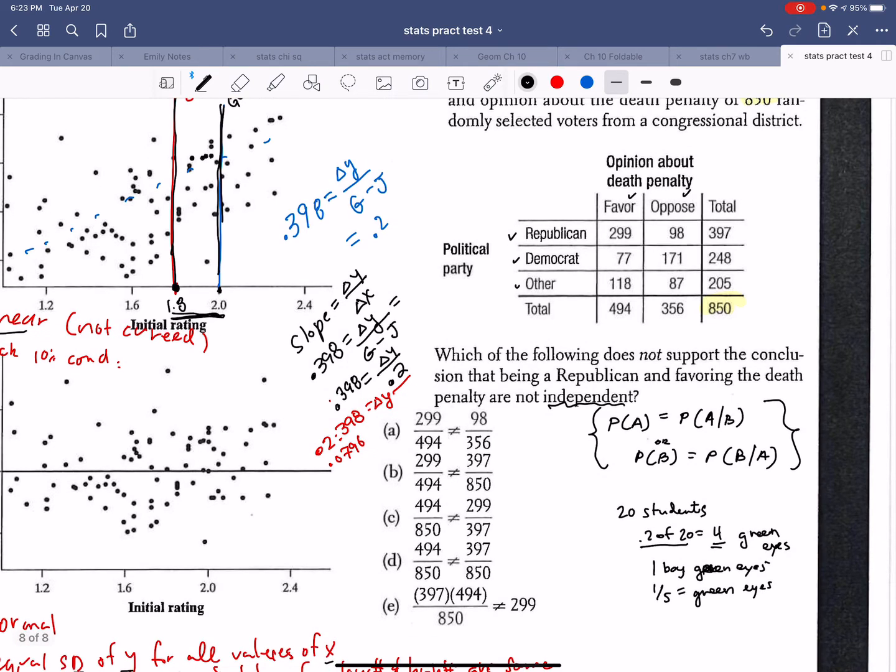So what that means is that, and this is equal to 20%. 20% of all students had green eyes. 20% of the boys had green eyes. That means 20% of the girls. So that means there were 15 girls. Wait, that doesn't make sense.